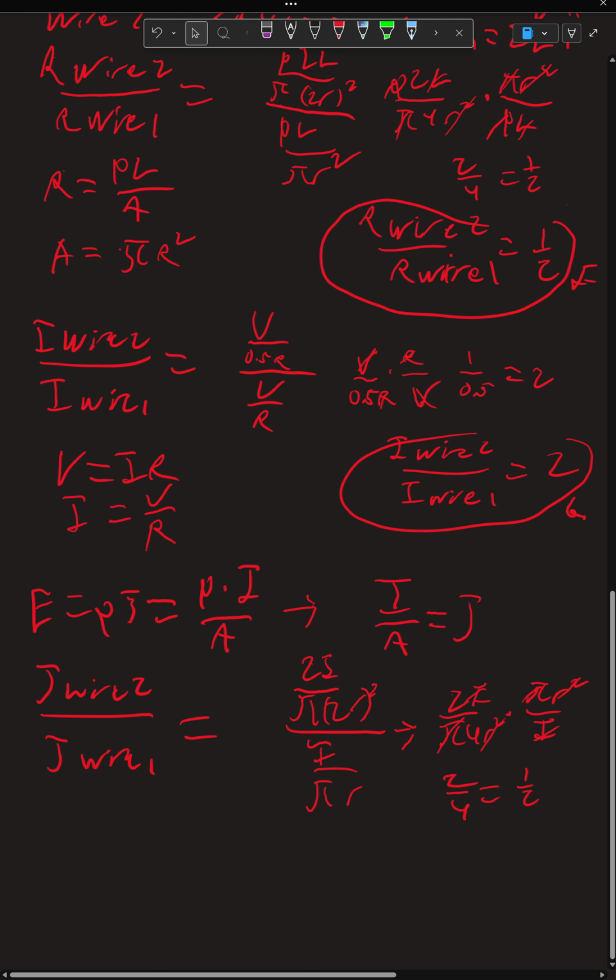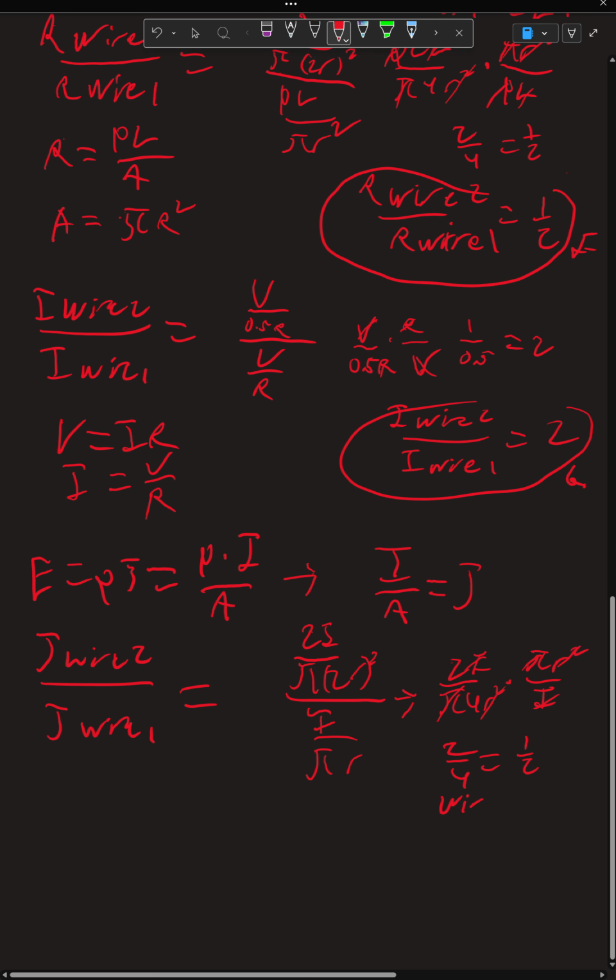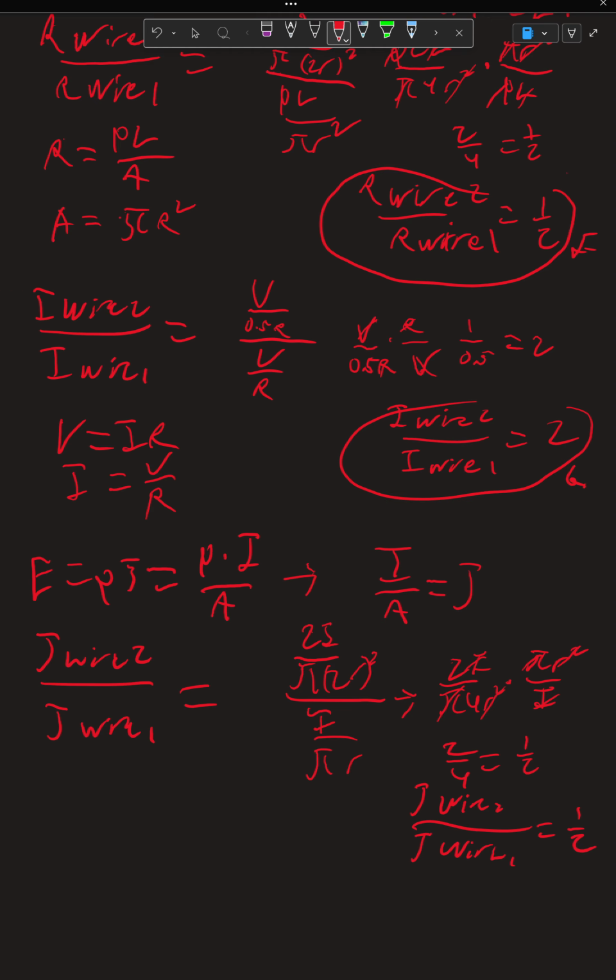So J wire 2 over J wire 1 equals 1 over 2. And now using the previous E equals P times J, it wants to find the ratio of the electrical field magnitude of wire 2 to the electrical field of wire 1. We already have P, and we also have J. J is 1 over 2, so it's very simple.